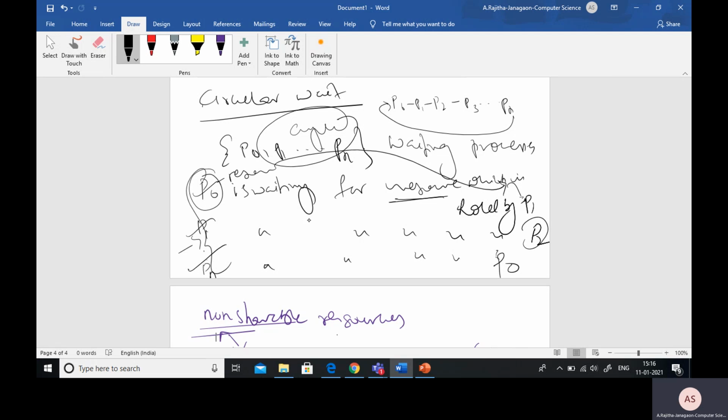So that is why other processes are never executed, and deadlock occurs. That means all these four conditions must hold for a deadlock to occur: mutual exclusion, hold and wait, no preemption and circular wait.